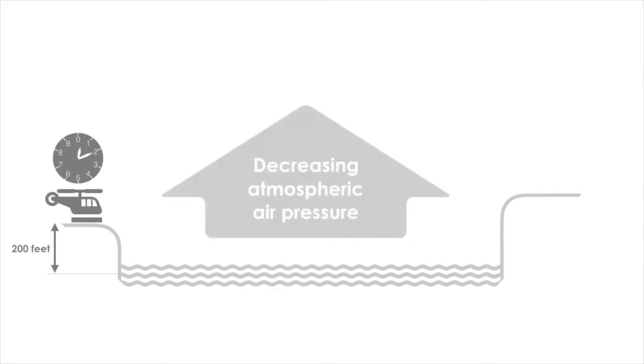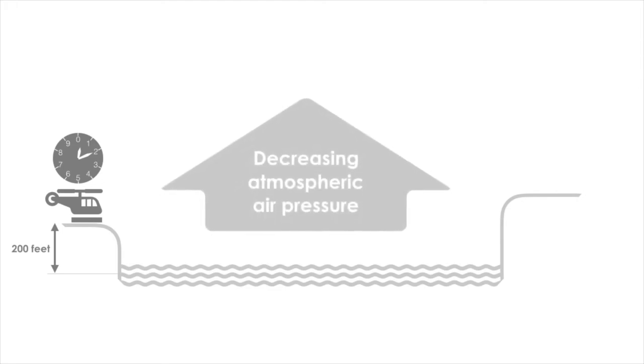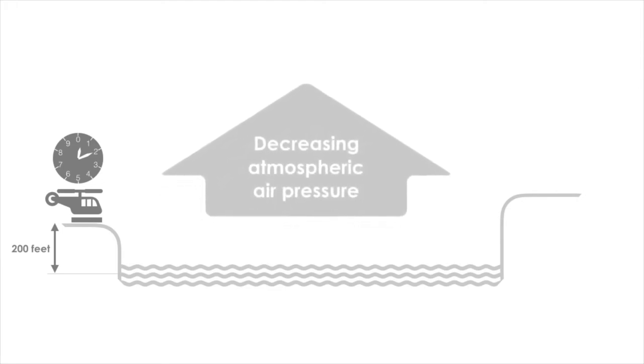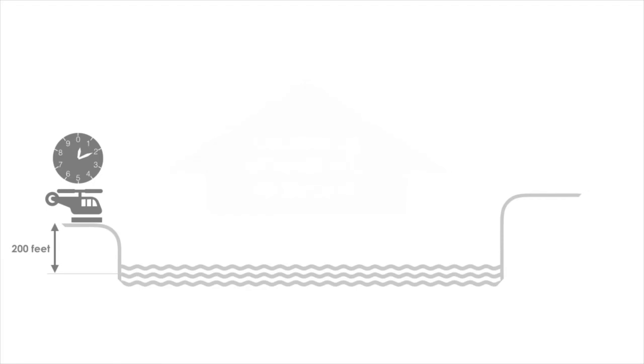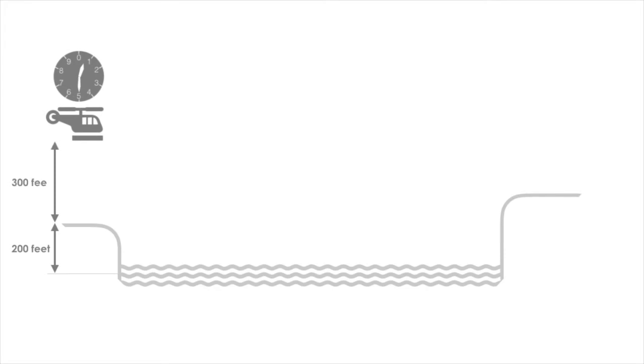In the atmosphere, the air pressure value decreases at a fairly constant rate with an increase in altitude. Once airborne and in climb, the altimeter senses this decrease of air pressure and shows a gain in altitude accordingly. At 300 feet above ground level, the helicopter's altimeter will show 500 feet of altitude.